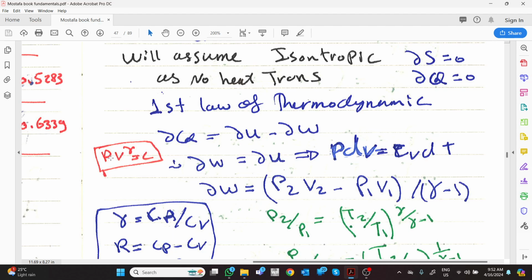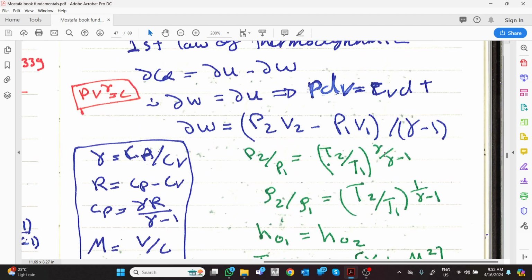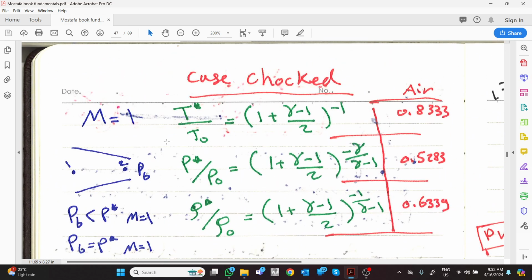and we know that P V to the power gamma equals constant. This is for the isentropic process. This is how we got the gammas here. Okay, P over rho to the gamma equals constant. This is equal to T over T, etc., etc. Okay, okay.